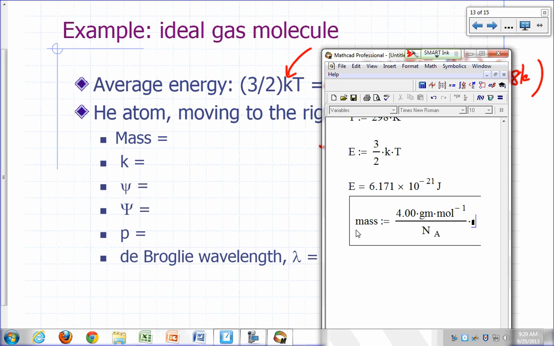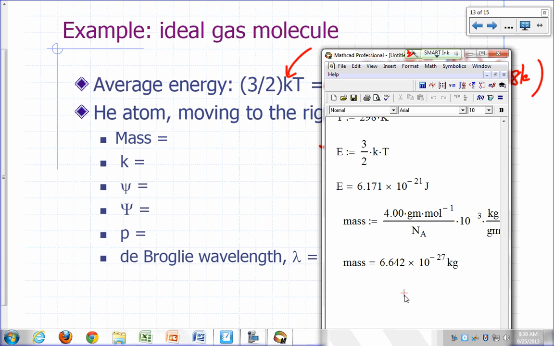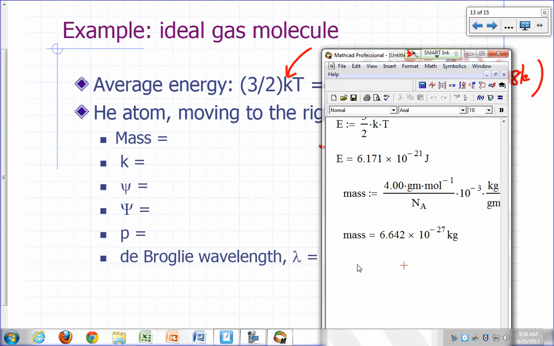And how many kilograms in a mole? Actually, I don't have to do that conversion anymore because it will tell me the answer in kilograms. Or if you want, you can manually show the conversion here. You can say times 10 to the negative third kilogram per gram. Same thing. You don't have to put that conversion factor in because MathCAD knows how to adjust your units. Okay, so that's your mass.